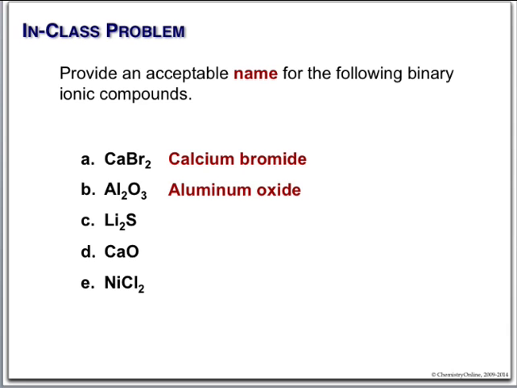If I would have said aluminum oxygen, would I have been wrong? Yep. Has to be oxide. The IDE tells you it's an anion.